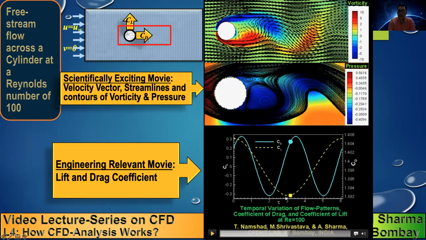Now here you can see that the CL is, focus your attention on this yellow curve, and this yellow curve corresponds to the lift coefficient. At this time instant, the lift coefficient is minus 0.3. A negative lift coefficient means the lift force is acting in the downward direction. The positive value means upward direction.